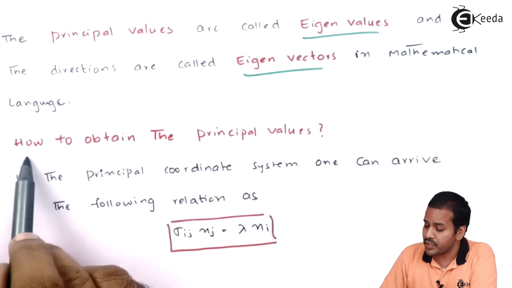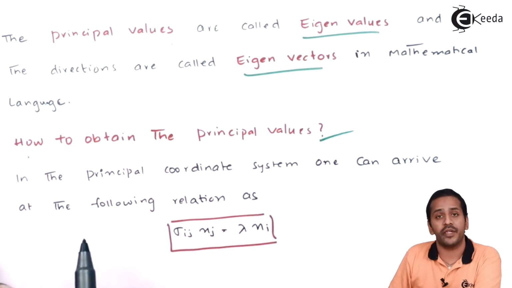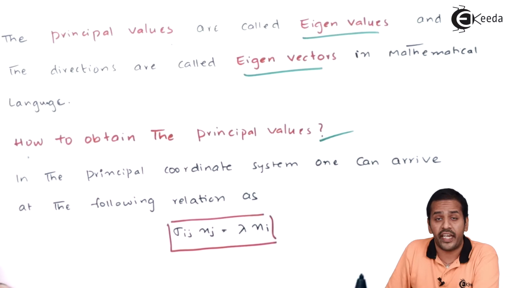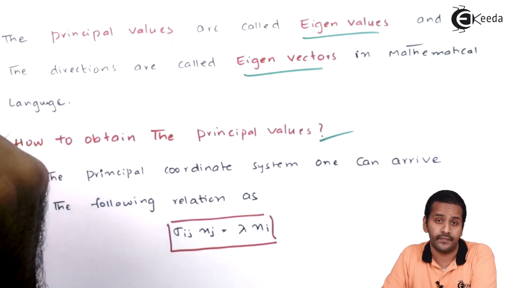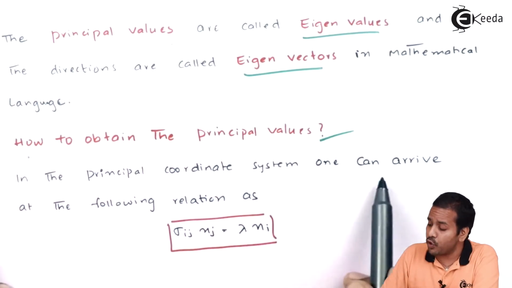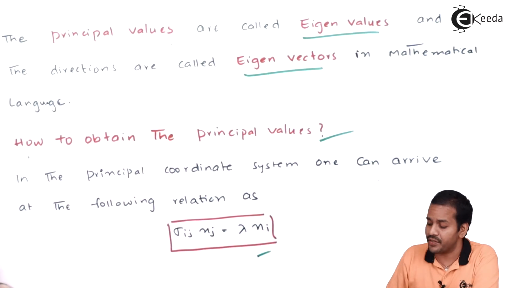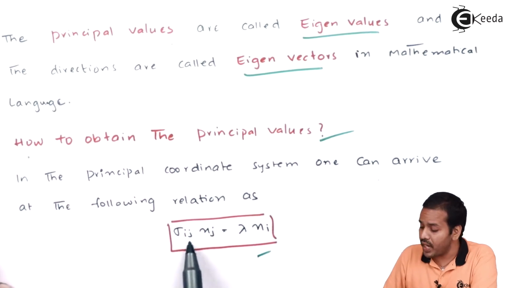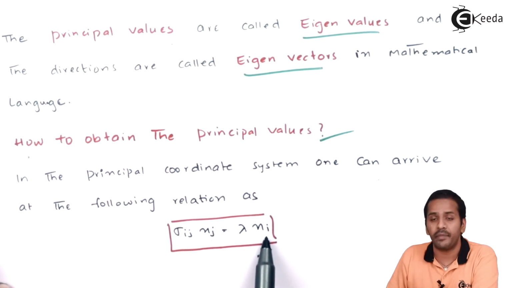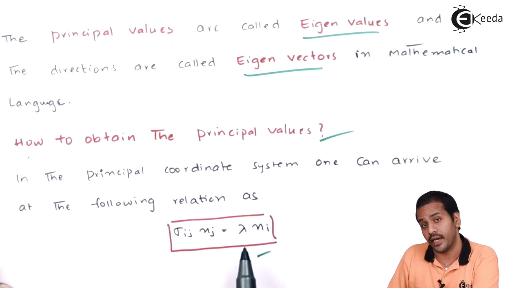Based on this concept, how do we obtain these principal values, how do we obtain the eigenvalues for a particular stress tensor? In the principal coordinate system, one can arrive at the following relation: sigma ij nj is equal to lambda times ni. This relation is very important. All of us know this relation.